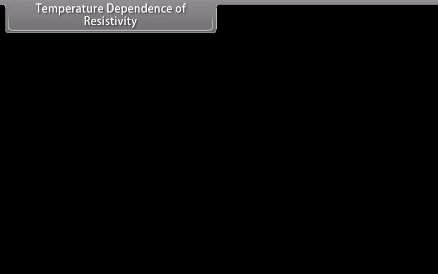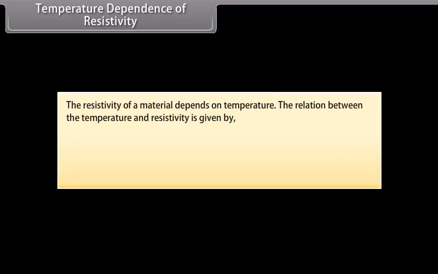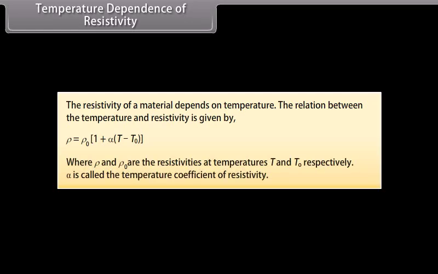Temperature dependence of resistivity. The resistivity of a material depends on temperature. The relation between the temperature and resistivity is given by rho = rho naught multiplied by (1 + alpha (T − T naught)), where rho and rho naught are the resistivity at temperatures T and T naught respectively. Alpha is called the temperature coefficient of resistivity.